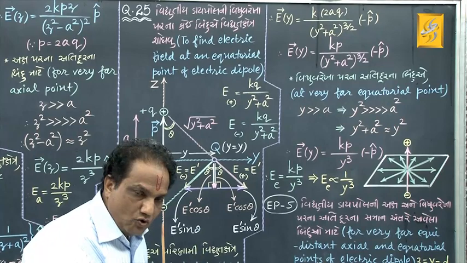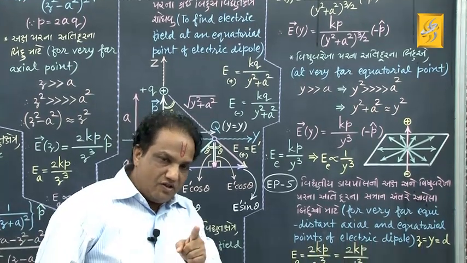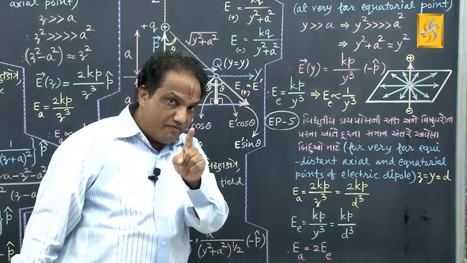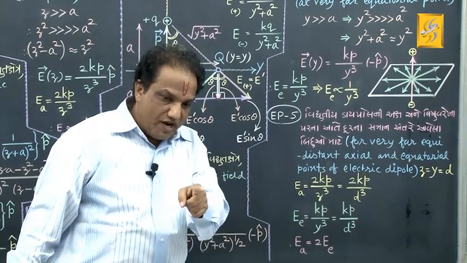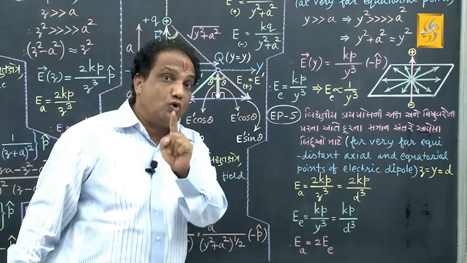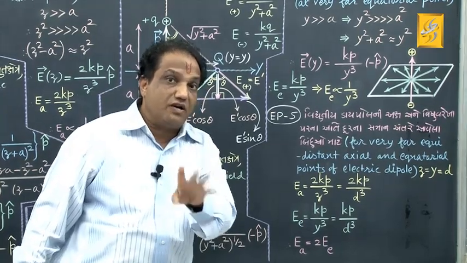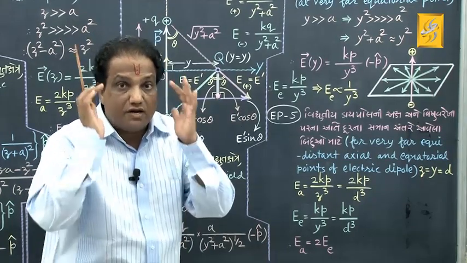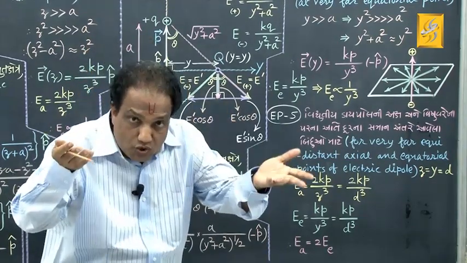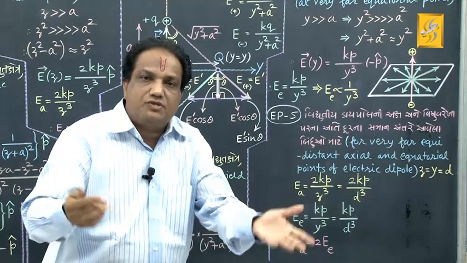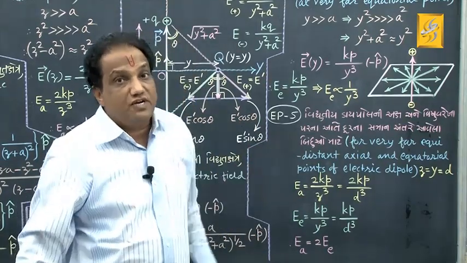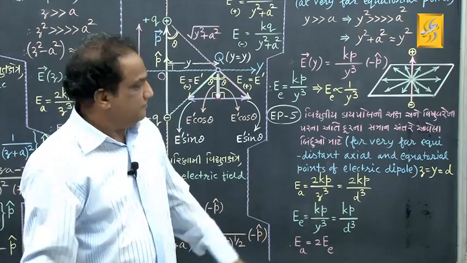Once again let me tell you, if you have an electric field which is inversely proportional to the square of distance, it must be of a point charge. If you have an electric field which is inversely proportional to the cube of distance, it must be of an electric dipole. So this is how from the electric field we can come to know about its source. That's why we say many times that the electric field is nothing but a characteristic presentation of its source, okay?